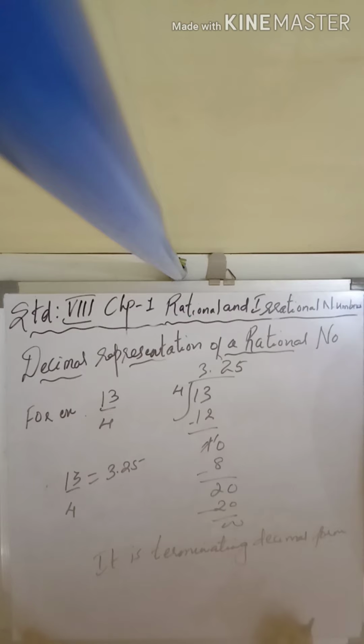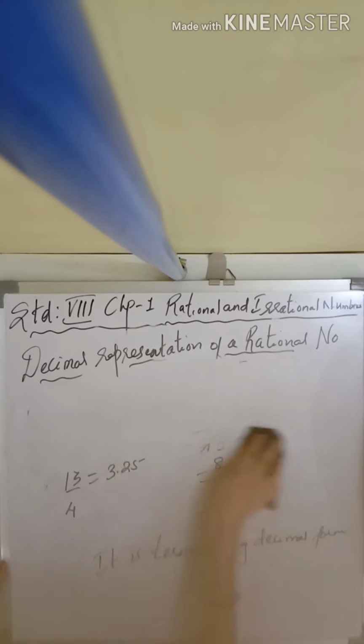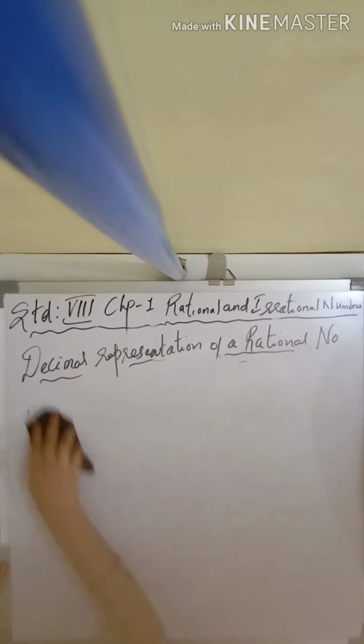Clear children? So it is clear that the first type of decimal representation is terminating decimal form, in which you are getting the remainder 0 and your division is getting terminated. Is it clear to everyone? Okay, copy down. Now, moving to the second form of decimal representation, which is called non-terminating.